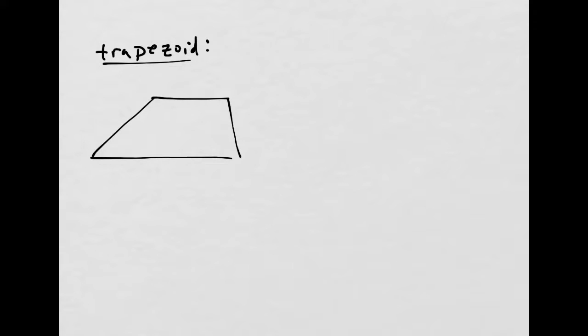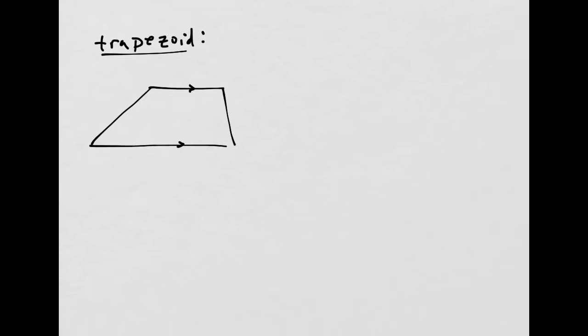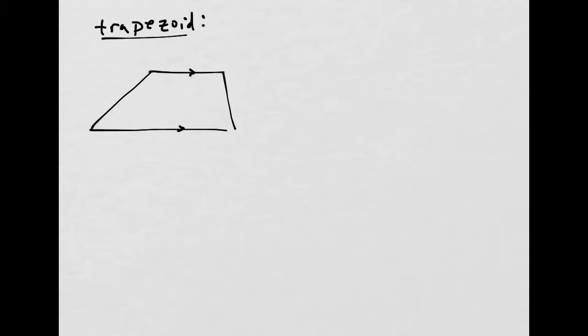A trapezoid is a quadrilateral that has exactly one pair of sides that are parallel. So the other ones cannot be parallel, otherwise it won't be a trapezoid. So this one's just a normal trapezoid, nothing special about it. But you have a base 1. There's two bases, so this would be base 1, this will be base 2, and then we also have the perpendicular distance from base 1 to base 2.